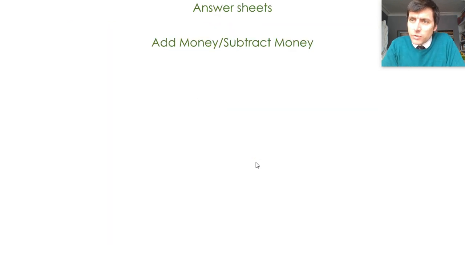As well as the work for today, you'll also be receiving the answer sheets for the adding money and subtracting money work that you've been doing. So thank you for sending those through, Miss Ashford.